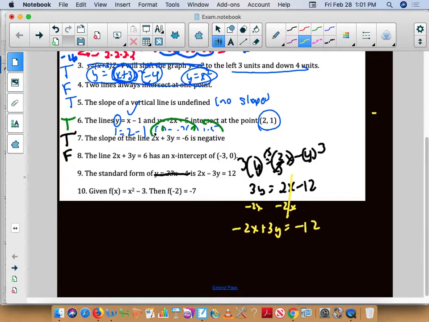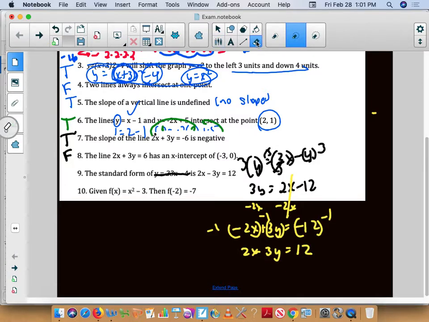But your lead coefficient, the front one's got to be what? Positive. So I'm going to multiply this by negative 1, negative 1, negative 1. That gives me 2x minus 3y equals 12. This says, where am I? Oh, it says it should be 2x minus 3y equals 12. It looks like I got 2x minus 3y equals 12. And so that one's true. So number 9 is true.